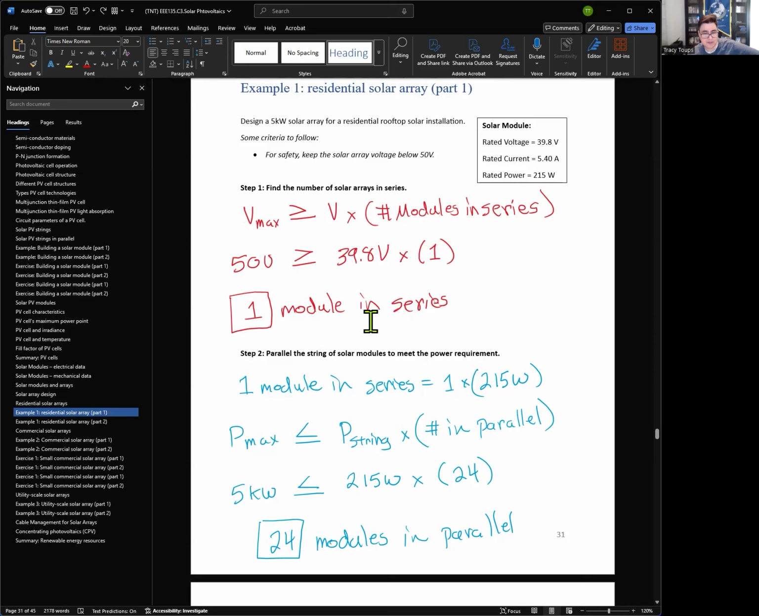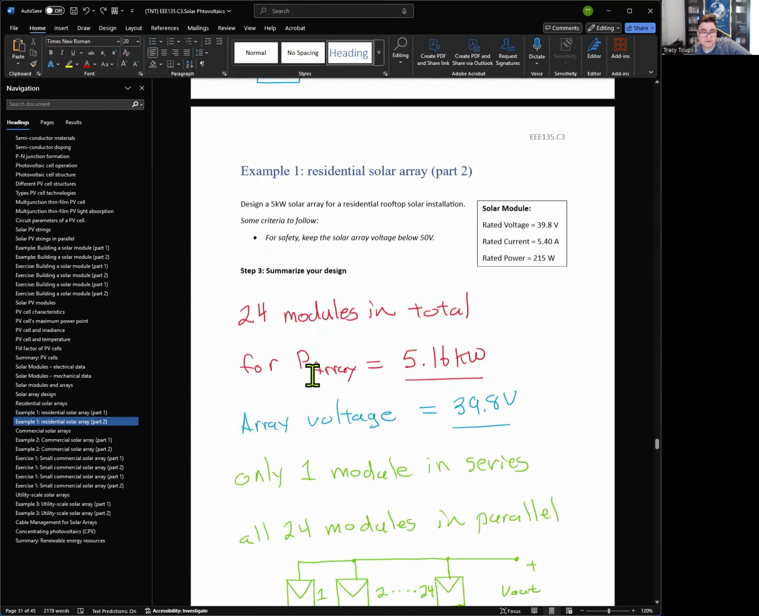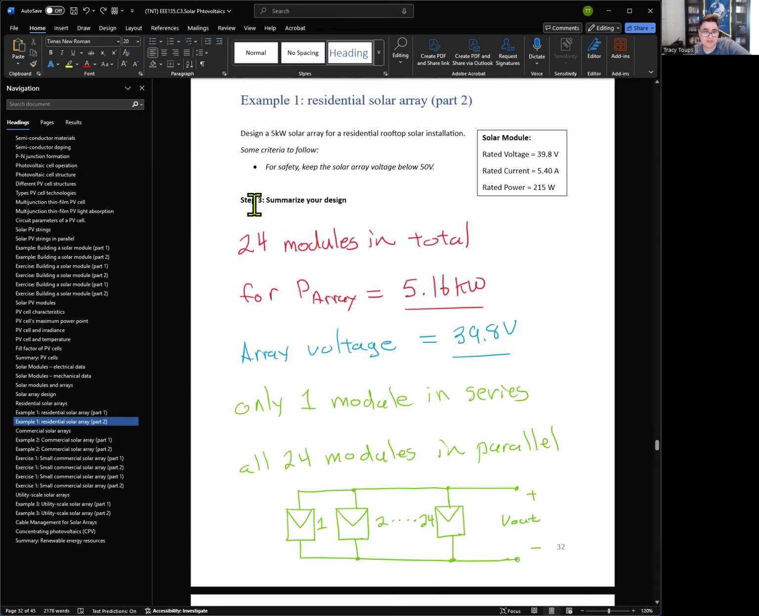So literally there's nothing in series besides the individual one. We're just taking them all and paralleling them down the line. So kind of what it would look like. Let's summarize the design. We need to purchase 24 modules in total to have an array power of 5,160 watts, or 5.16 kW. So we're going to buy 24 modules, get this done. Array voltage is 39.8 volts. And this is set up as one module in series, 24 in parallel.